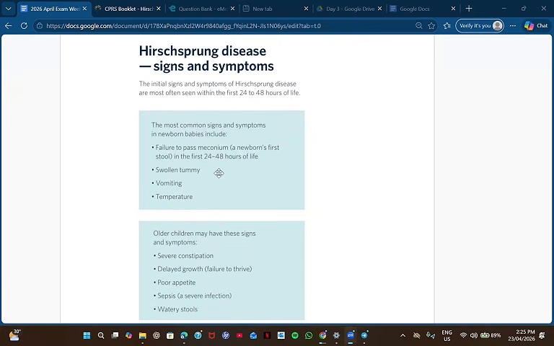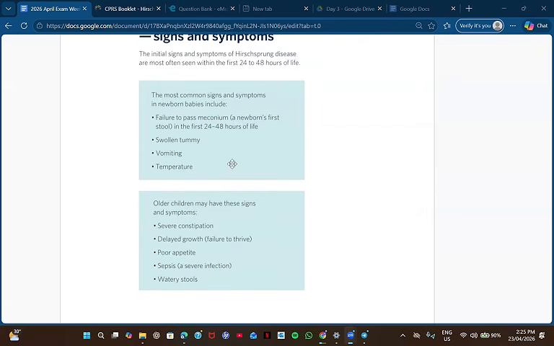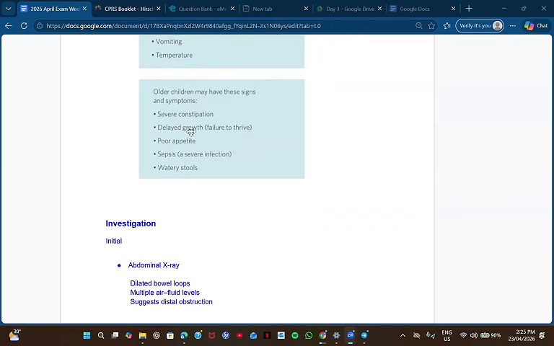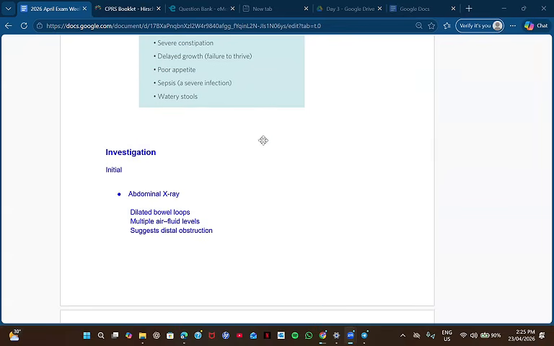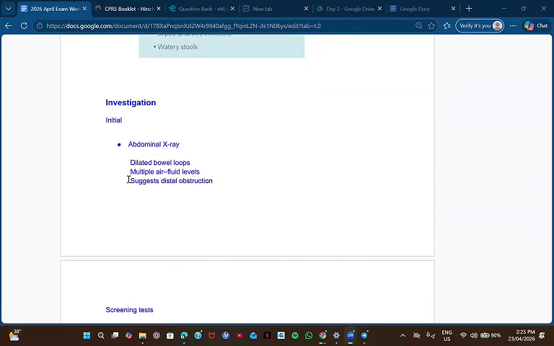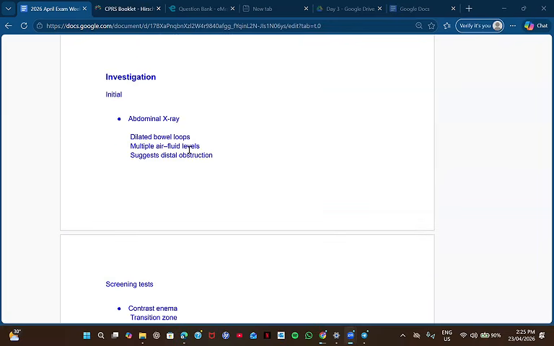So failure to pass meconium, a newborn's first stool, in the first 24 to 48 hours of life, right? Swollen tummy, vomiting, temperature. Children may have these signs: severe constipation, delayed growth, poor appetite, sepsis, diarrhea as well. So investigations. Initially, what we should do is abdominal X-ray, right? What we can see are dilated bowel loops and multiple air fluid levels, which suggest distal obstruction, right?